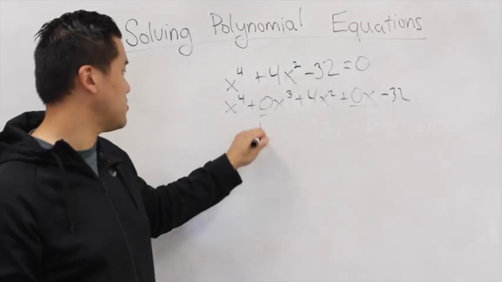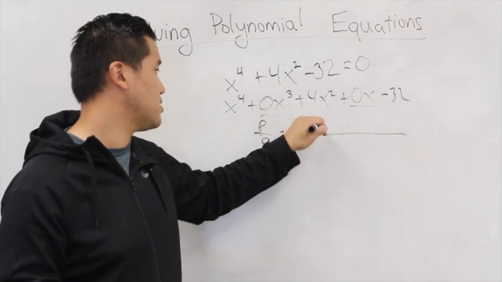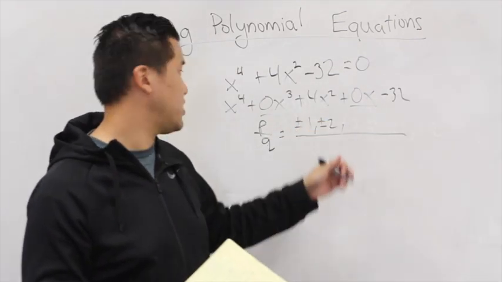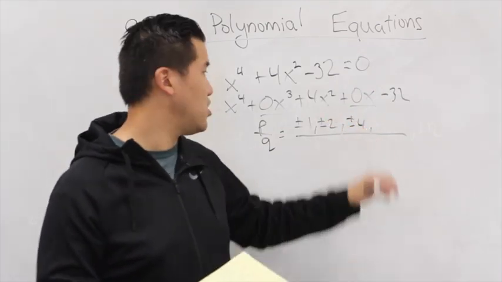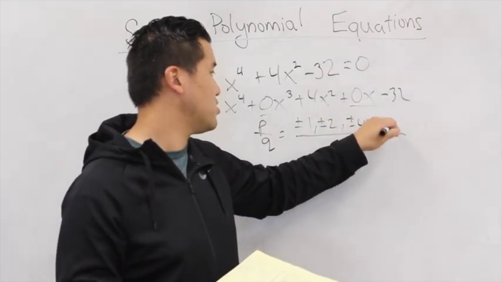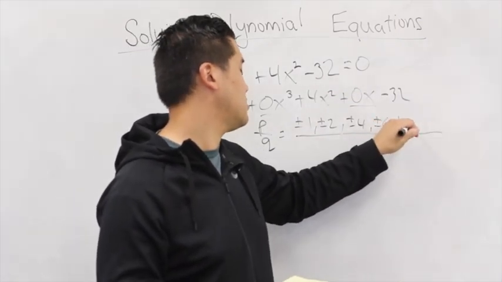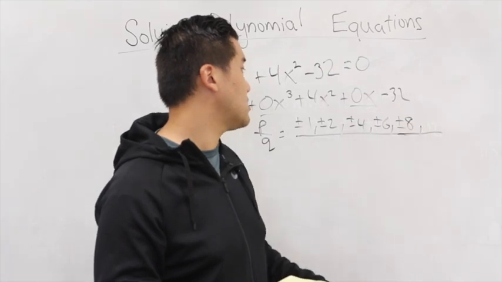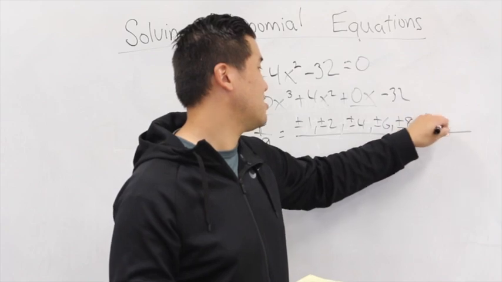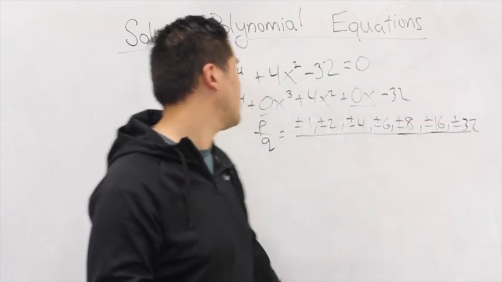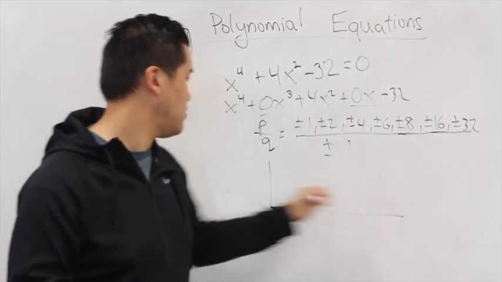All right, let's test it. So P over Q, factors of 32, plus or minus 1, plus or minus 2. Does 3 go into it? No. 4, 4 goes into it. Does 5 go into it? No. 6? No. So 8. What else? 16 goes into it, and then 32. And same thing here, plus or minus 1. So we do P over Q. We just test it now.